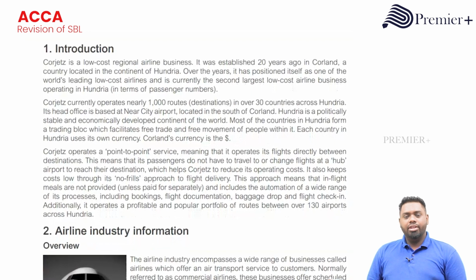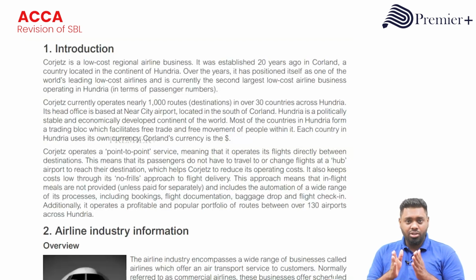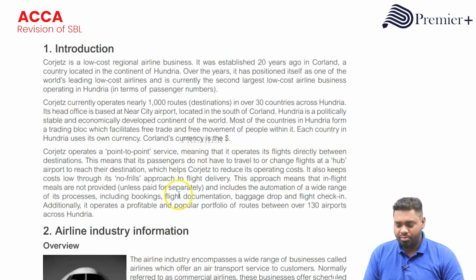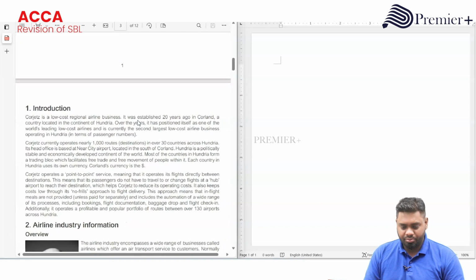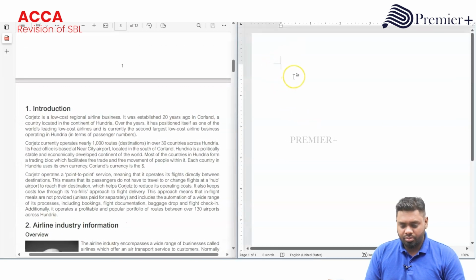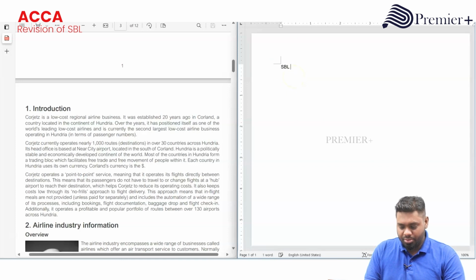In reality, since the pre-scene is provided in advance for a period of 2 weeks, you will have sufficient time to go through and highlight the key points. So for convenience, let me note the key points in a separate document. So here we have your SBL pre-scene study for the September 2023 examination.